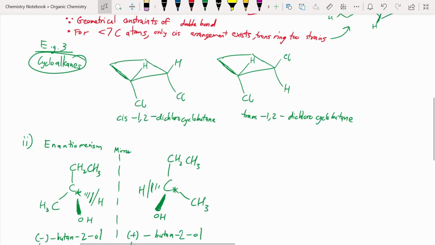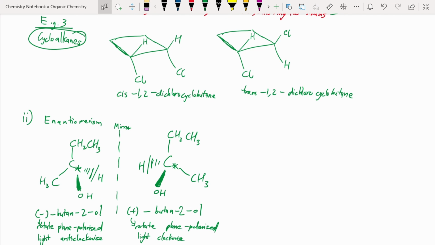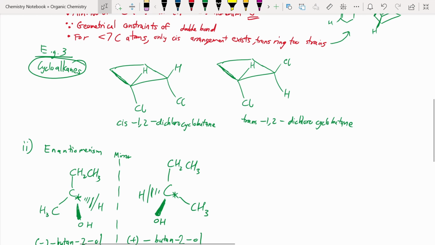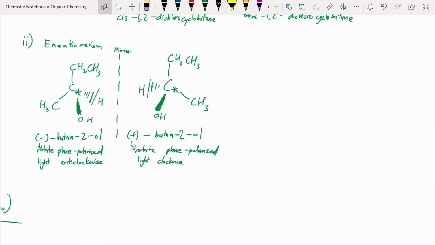Then there's cycloalkanes, whereby there's a C double bond, C sigma bonds. So there will be the 2 hydrogens on top, the 2 chlorines at the bottom for cis arrangement, and the same goes for the trans. So in a sense, there's one on top, one below. It's more like the chlorine is in front and the hydrogen is at the back, for instance. And then there's enantiomerism.